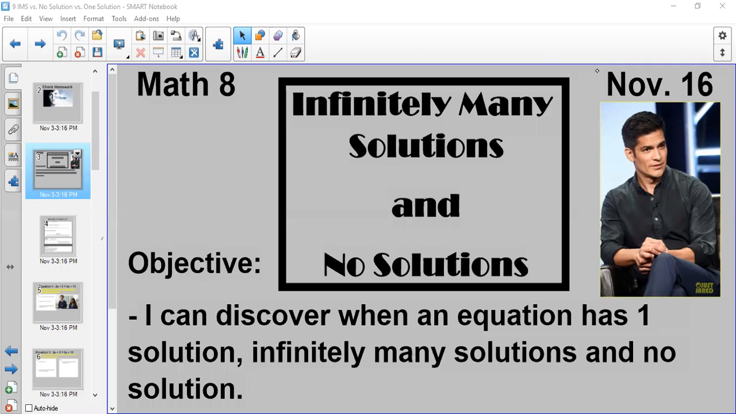This is our lesson for today. It is kind of a tricky one. We're going to talk about equations that have different kinds of answers. Okay, and we're really going to do this with just 3 equations.